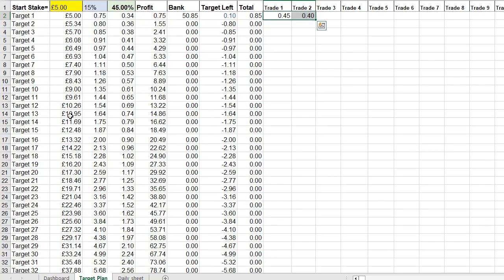So the idea is that within 12 targets, I can double my stake and increase my bank, and we'll see how that goes. I'm probably only going to do a couple of trades a day and just show you what I'm doing. They're going to be kind of all over the place because it's a bit difficult to record and do trades and get it right all the time.